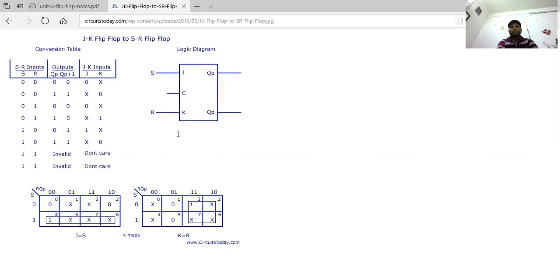This is the final section. So this is the method of solution for how to convert from one flip-flop to another.